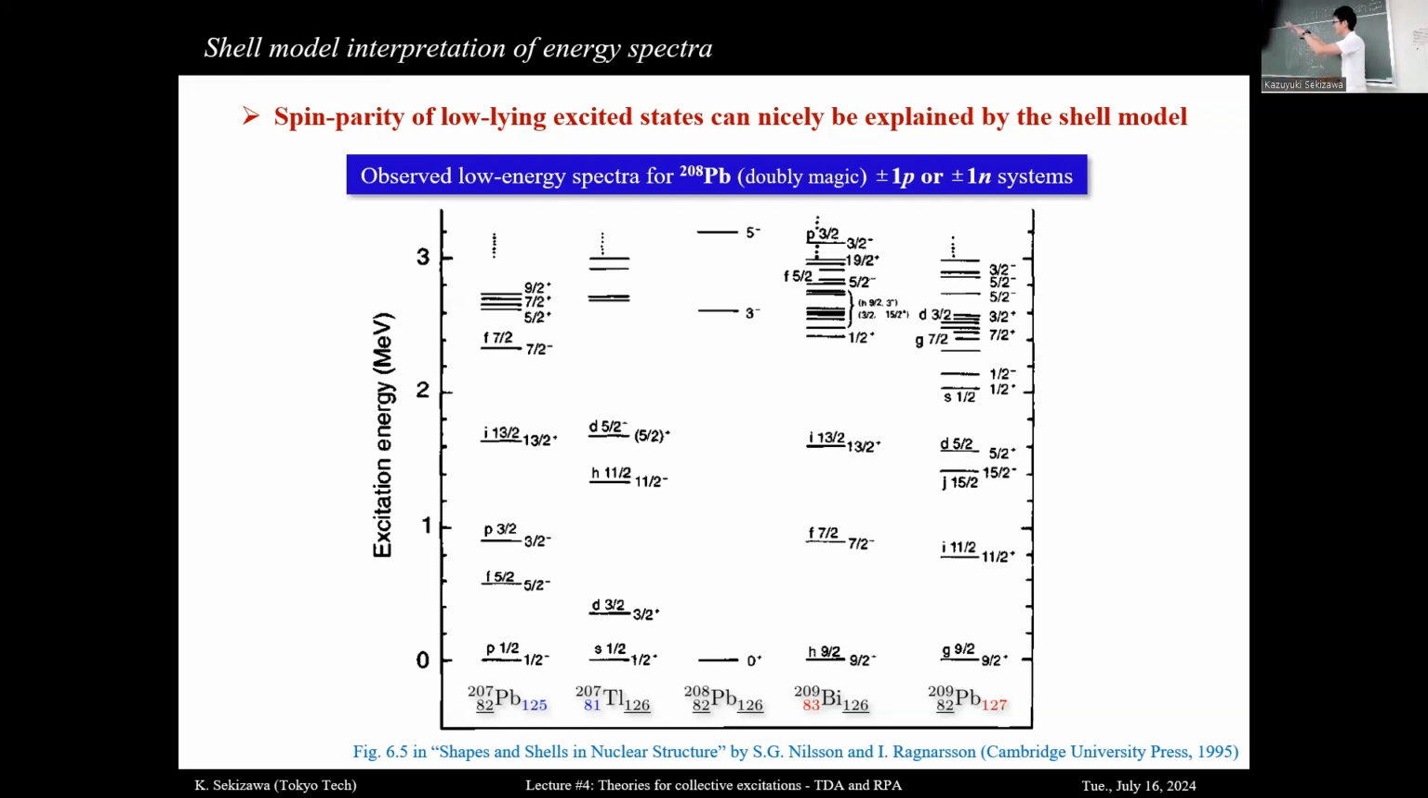So you can continue this kind of game to see the correspondence between the shell model picture and the experimental excitation spectrum. The message is that the shell model works pretty well, as you can see here, to explain low-lying excitation spectra of odd mass nuclei near the closed shell.